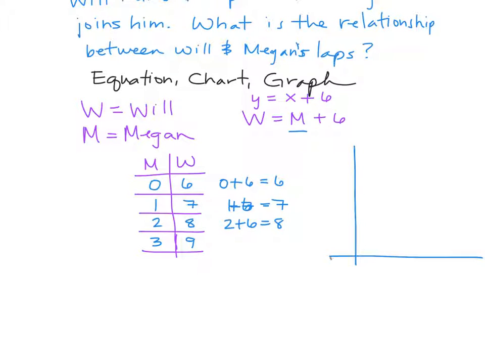So we're going to set up our graph. You may do it on there if you want, but if you do it on there, just only do it in that first quadrant, the top right side. Okay, so if this is my setup, where is Megan? On the bottom. She's our X. Okay, and then Will will be on the side here.